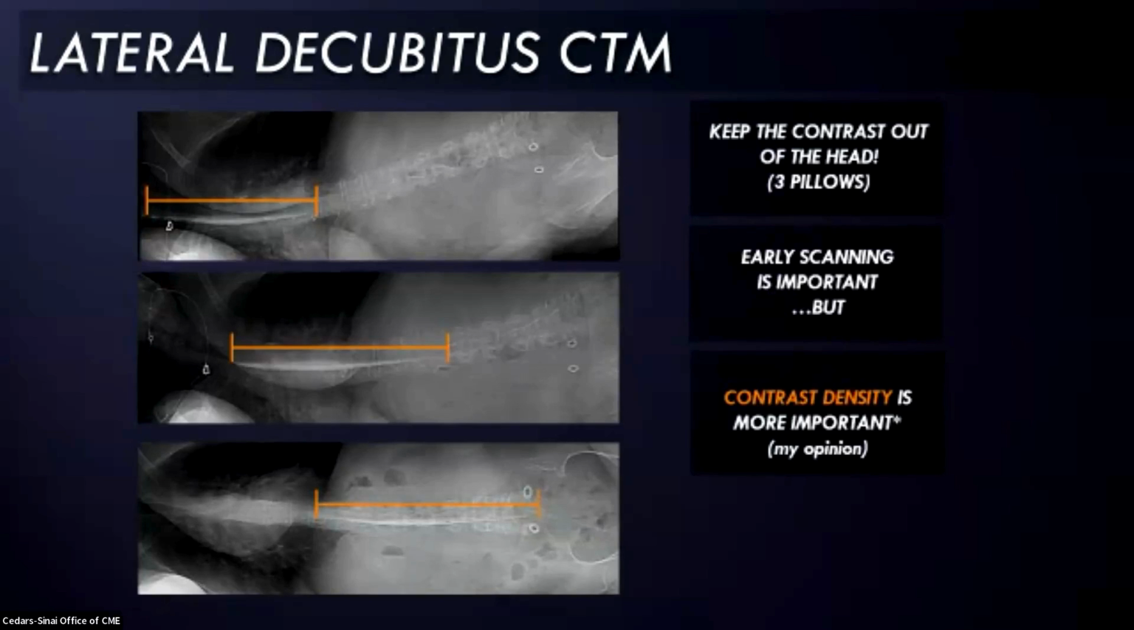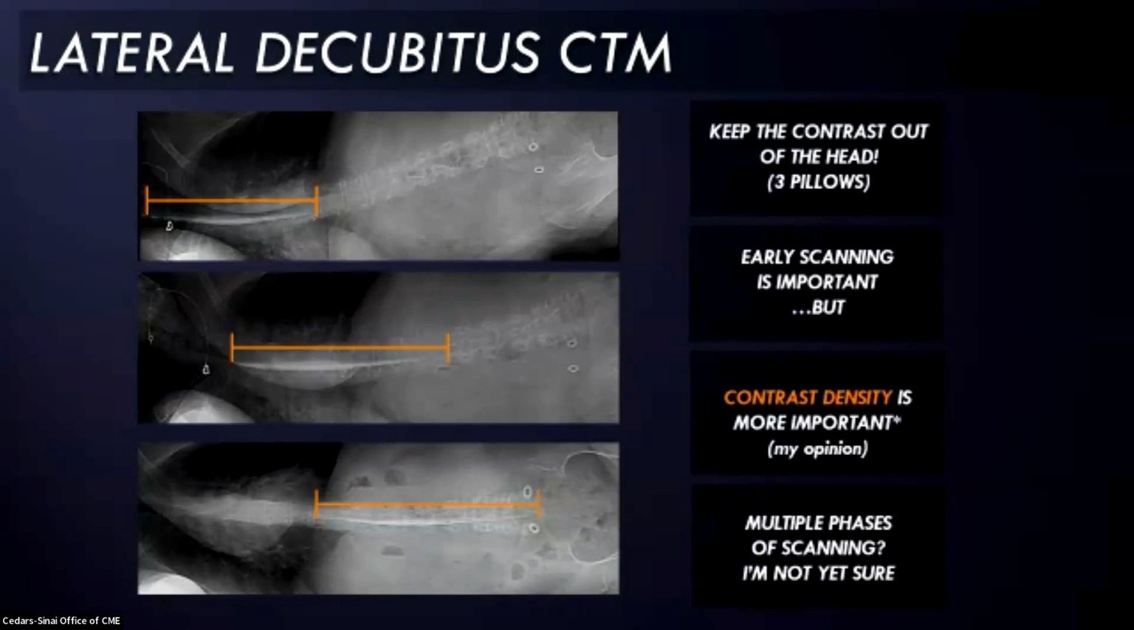But in CT, the very fast acquisition of images is less important because there's not a mask that has to be subtracted. There's nothing that needs to be subtracted. And so some places are describing now multiple phases of scanning. I'm not sure whether or not that's going to be valuable. I think it's interesting.